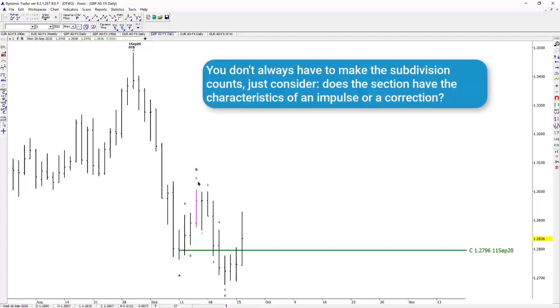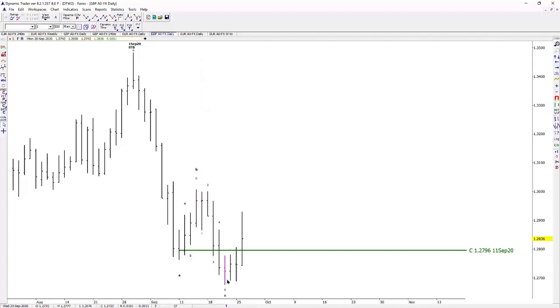A wave B should be a 3-section correction or a more complex correction. That's exactly what it was. And a wave C should always be an impulsive 5-wave trend, and that's what it was so far. So let's add some data on here.